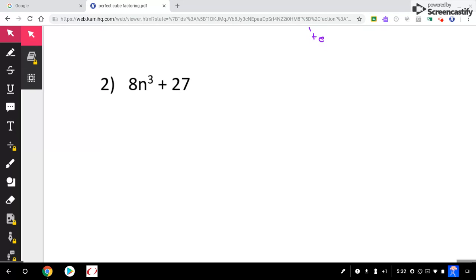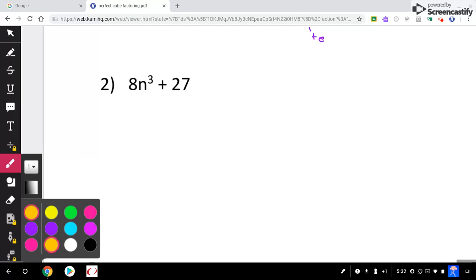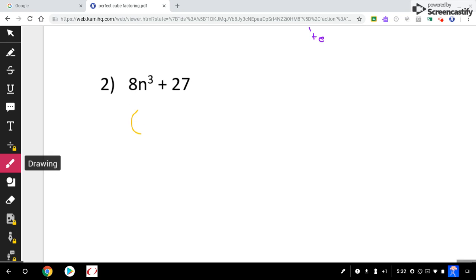So 8n cubed plus 27. So guaranteed, if you have a binomial with a perfect cube, it's a small set of parentheses and a big set of parentheses. So the question is, what times what is 8? Well, we can even skip the whole perfect cube part as far as listing them out and just say, hey, 2 times 4 is 8. Put the small one in the small parentheses, put the big one in the big parentheses. How do I get that n cubed that goes with them? I'm going to put the small amount in the small parentheses and the big amount in the big parentheses. That gives me 8n cubed.